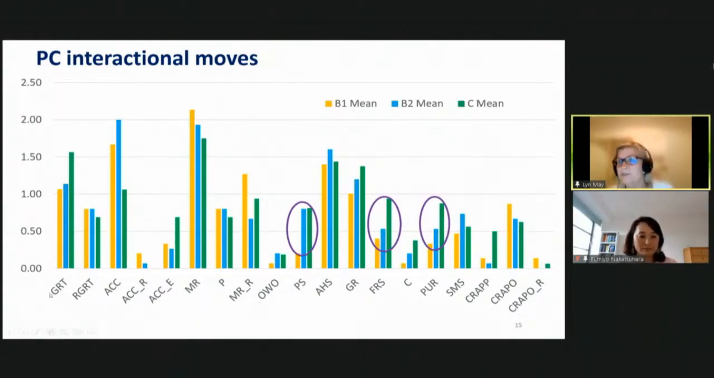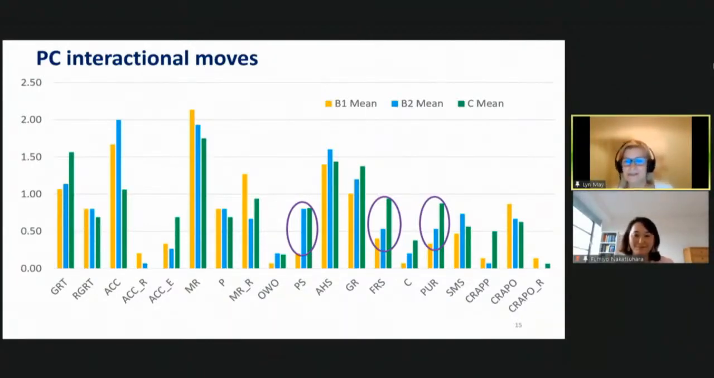The next feature I just want to focus on here is the next one that's circled. And this feature is a face-related statement. So this is the kind of statement that is meant to perhaps elicit empathy, sympathy, or perhaps to save your own face in the interaction.